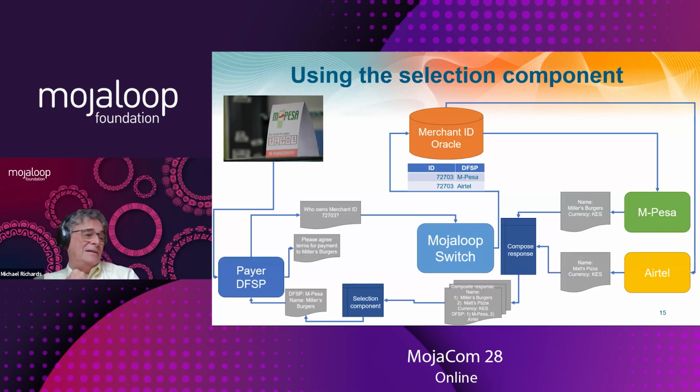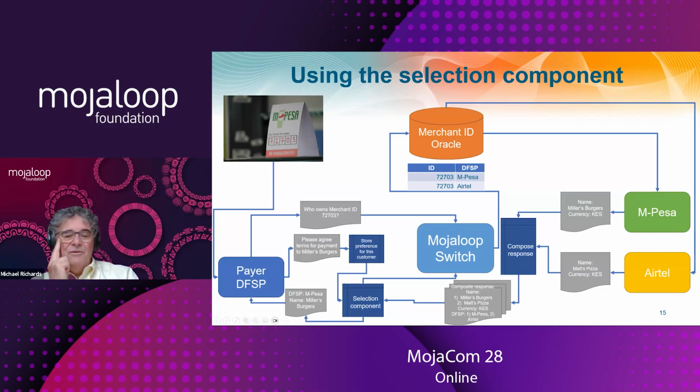Payer DFSP, let's suppose, likes that one. It's from me, and I'm around the corner from Miller's Burgers, and it sends a request for agreement of terms to Miller's Burgers. Now we can store the preference for that customer, and the next time it comes round, we can make sure that that one is the first in the list. And the selection component then forwards it to the Mojaloop switch in the normal way.